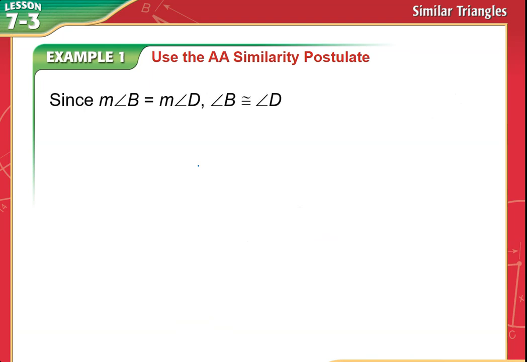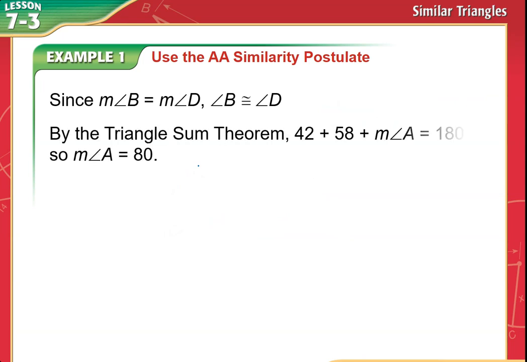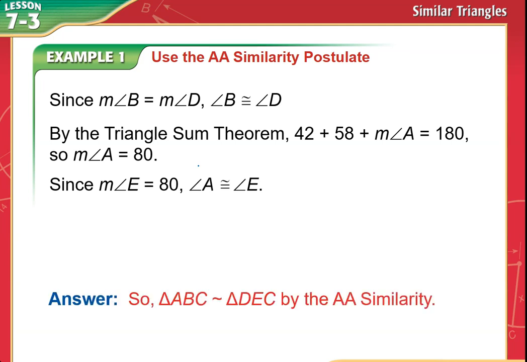Okay, we have angle B equal to angle D. Therefore, angle B is congruent to angle D. By the triangle sum, 180, the measure of angle A is 80. Now we have angle A being congruent to angle E because the measure of angle E is 80. Therefore, they are similar by the AA similarity postulate.